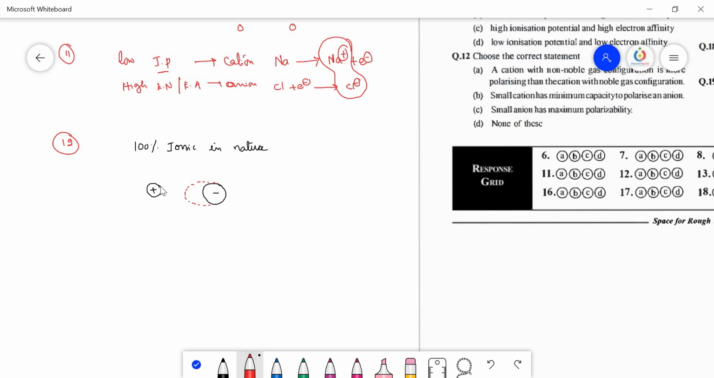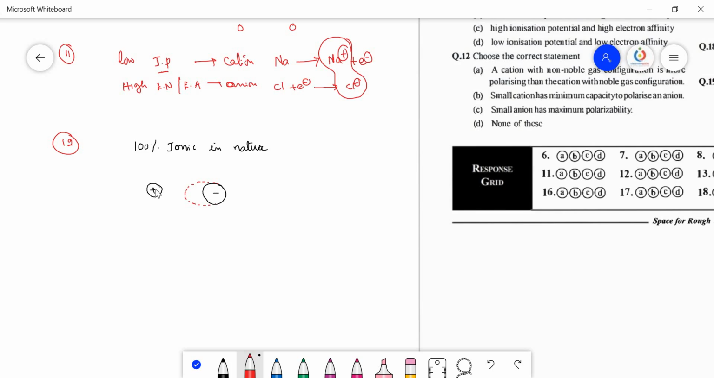In this case also, the ability of the cation to attract the electrons towards its side is called the polarizing nature, and the anion is losing electrons to the cation. So the ability of the anion to lose the electrons to the cation is called polarizability. I repeat, polarizability is always with the anion. It is the tendency to lose electron density, and polarizing power is the tendency of the cation to attract the electrons towards its side.